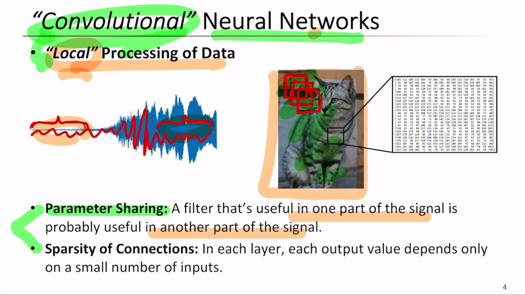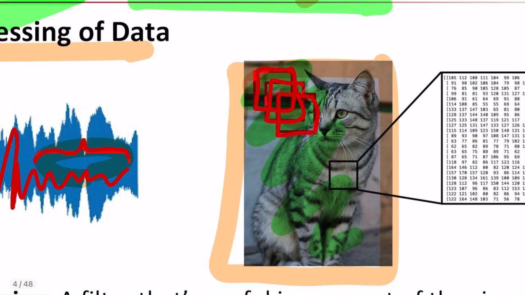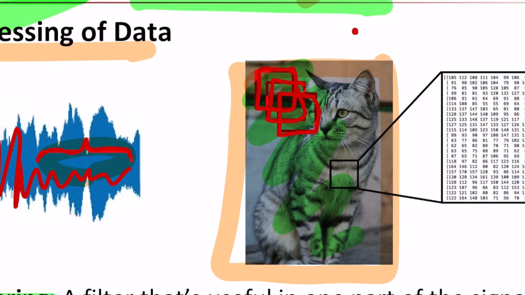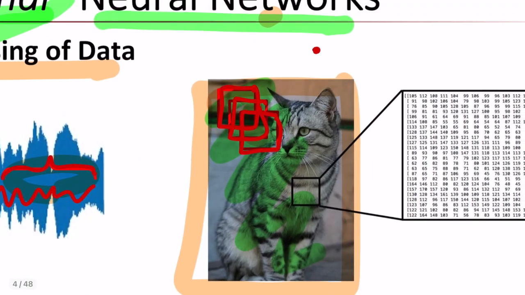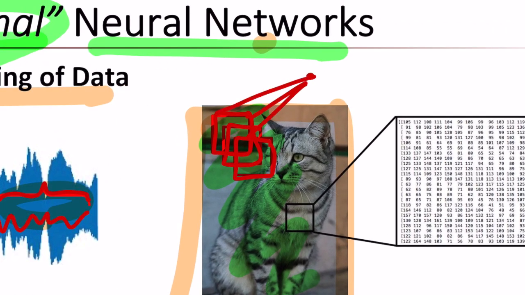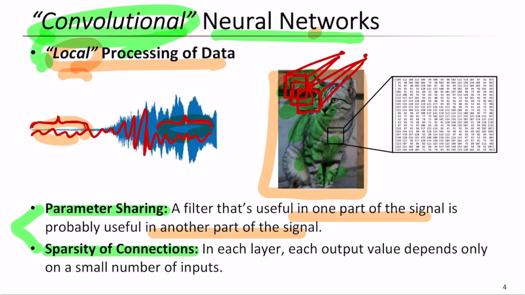The second property is the sparsity of the connection. In each layer, each output value depends only on a small number of inputs, not the whole input. Let's say one hidden node's output is related just to this local region, and another hidden node's output is related to another local region. So that's the design philosophy of the local processing of data, the convolutional neural network.